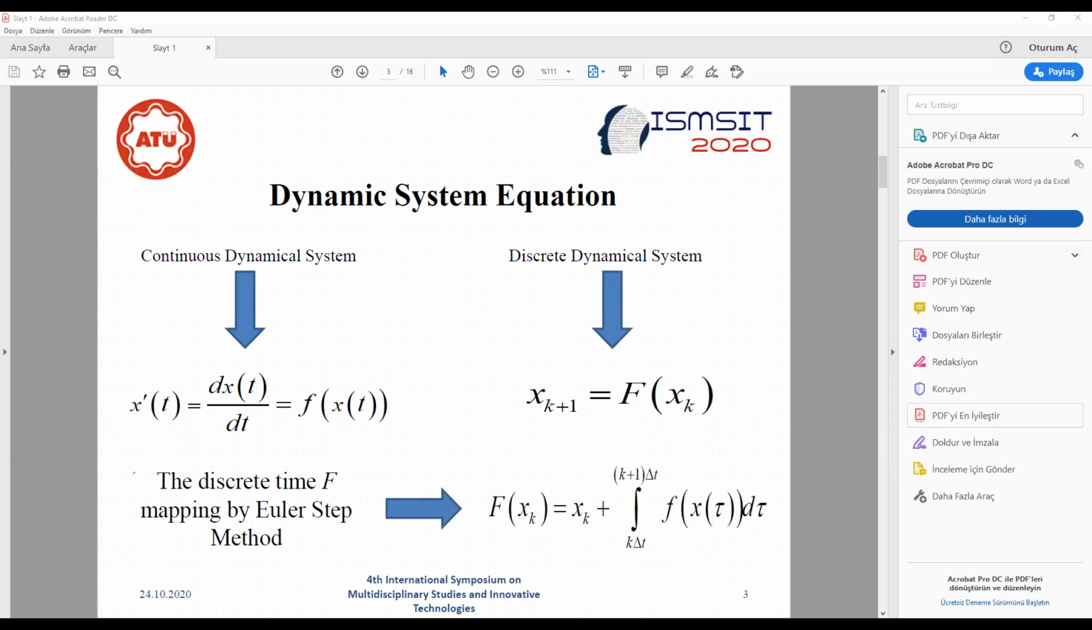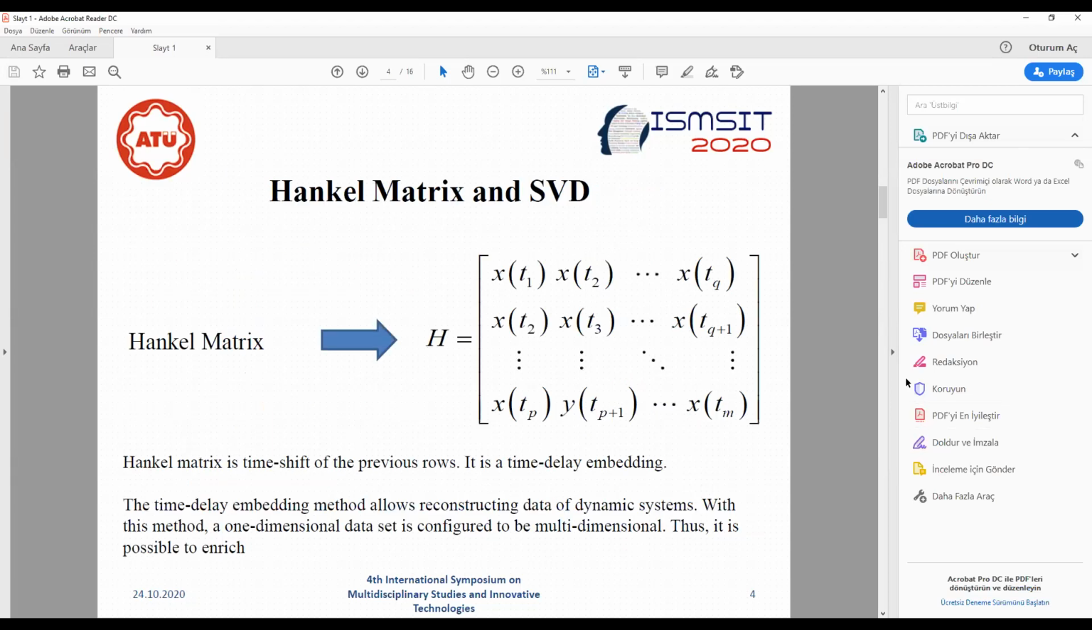As you know, dynamical systems are represented in two forms. The first one is continuous, and the second one is discrete dynamical systems. In our study, we use the Euler-step method for systems to convert from continuous to discrete. We also assumed that it had two different conditions for our measurements. The first one is the one-state measurements, and the second one is the full-state measurement. Consider we have a measurement of just X or one state.